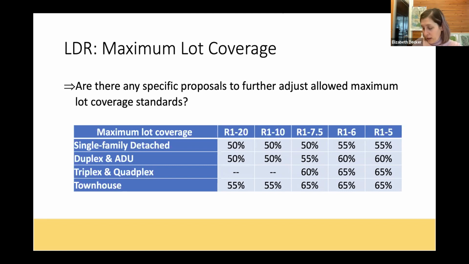Eric, what are your thoughts? Yeah, I agree with Phil. I think higher, not just because it's higher, it just gives more flexibility. Not everyone's going to use it. Some people want bigger yards, but it does allow you to do it.